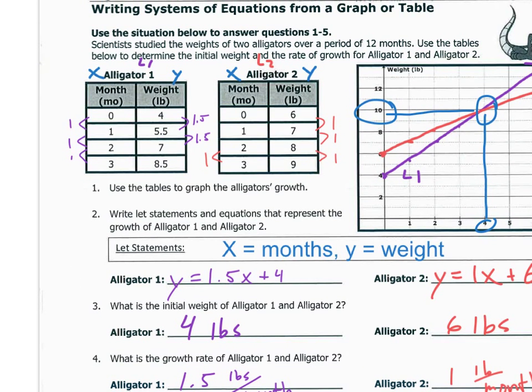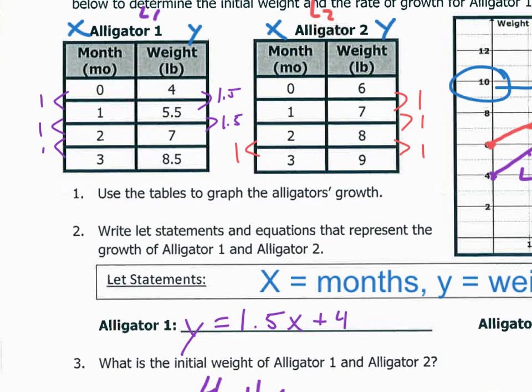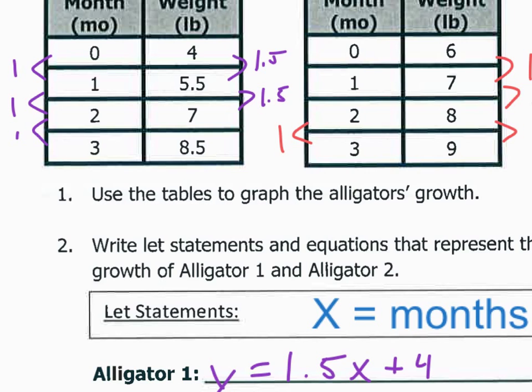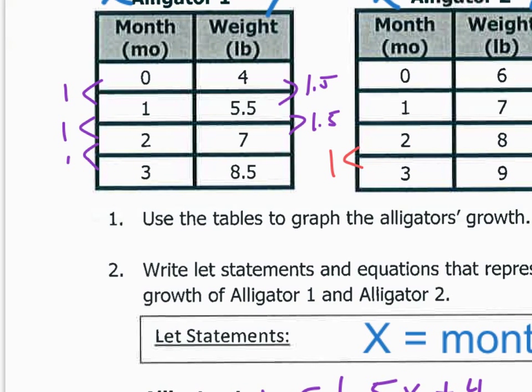Since we know the slope of both of the lines, if I look at alligator 1, and I see that the line is going up by 1.5 on the y each time, and 1 on the x, our next term right there would be going up 1 on the x, so I have 4 months, and then 1.5 plus 8.5 gives me 10. So that would be my next point there.